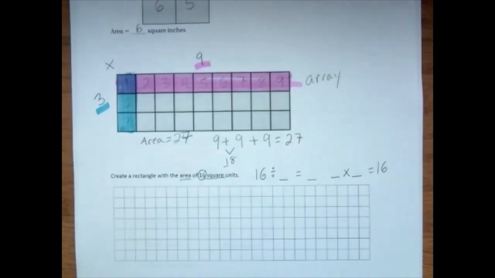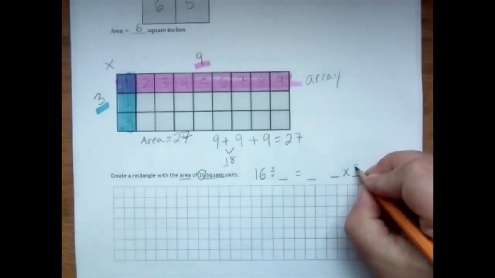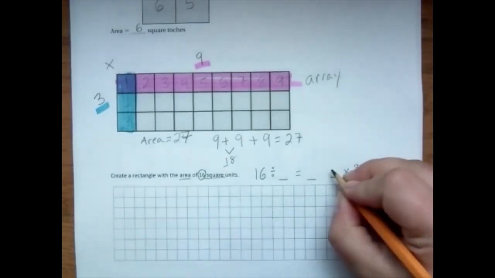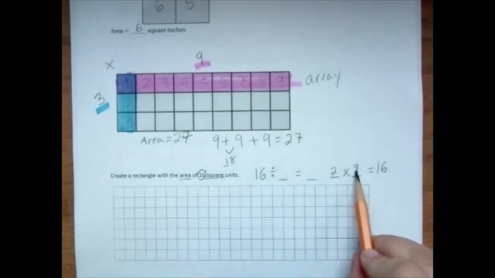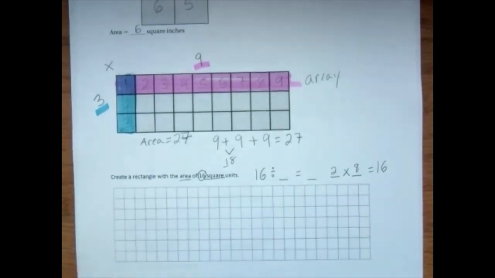So I need to think about, okay, what numbers do I know multiply together to create 16? Well, 16 is an even number, so I'm going to think of what is half of 16, and I know that that is 8, and so 2 times 8, because double 8 would make 16, so 2 times 8 is going to equal 16.